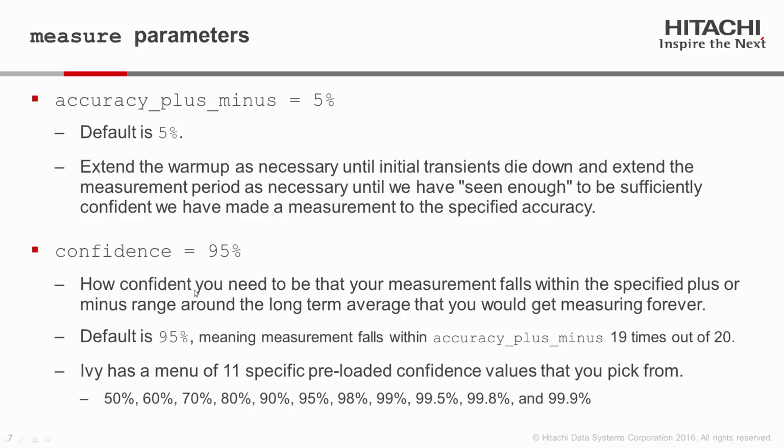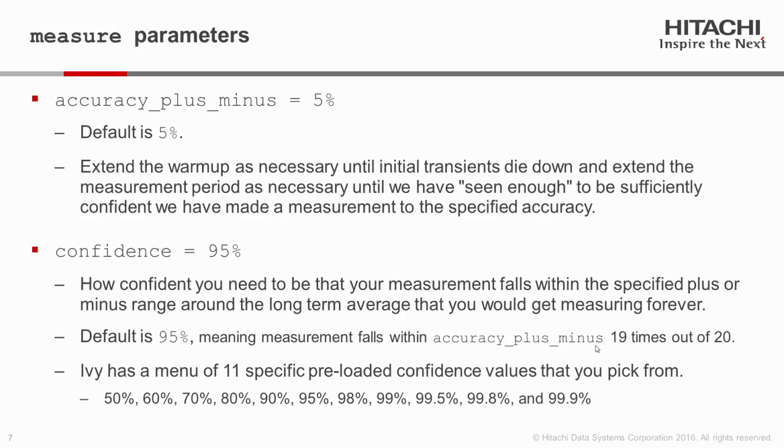The confidence parameter expresses how confident you need to be that your measurement falls within the specified plus or minus range around the long-term average that you would get measuring forever. The default of 95% means that 19 times out of 20, the measurement that you make over the measurement period falls within the accuracy plus minus range of what you would get measuring forever.